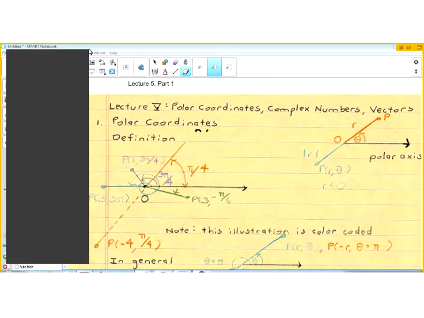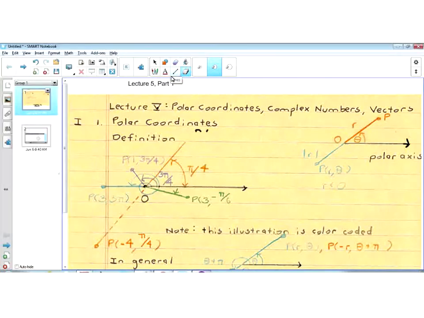So today we start Lecture 5, Part 1, which is essentially Chapter 5 of your text. I'm not going to go through all of the details of Chapter 5 in your text, but I'll show you the more salient points of the chapter. So the first part of the chapter, we talk about polar coordinates.